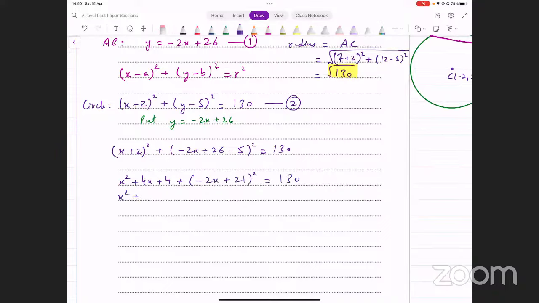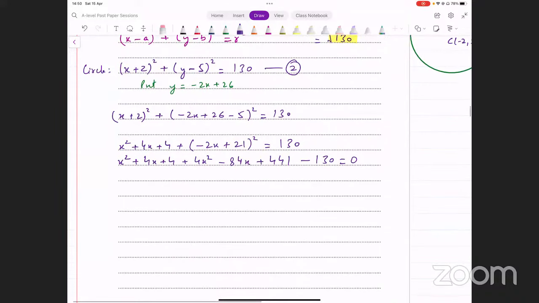Now simplify this further. This gives you x squared plus 4x plus 4 plus -2x ka whole squared. What is that going to give you? It's 4x squared minus 2 into 2x into 21. That's 4 into 21. That should give you 84. So that's 84x plus 21 का square. ये क्या होता है? 21 squared turns out to be 441. And on the other side, you have 130. उसको भी आप left side पे ले आए, तो आपके पास आ जाएगा -130, and this whole thing equals 0. This is the quadratic equation that you have.